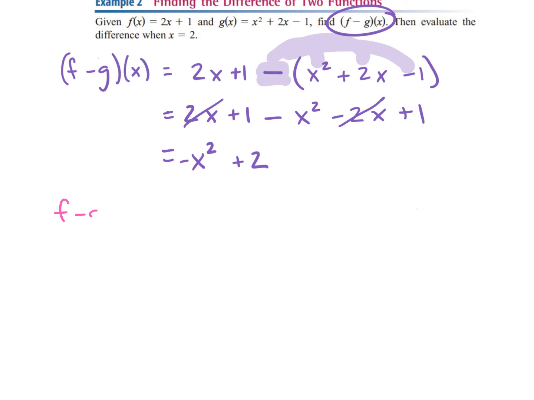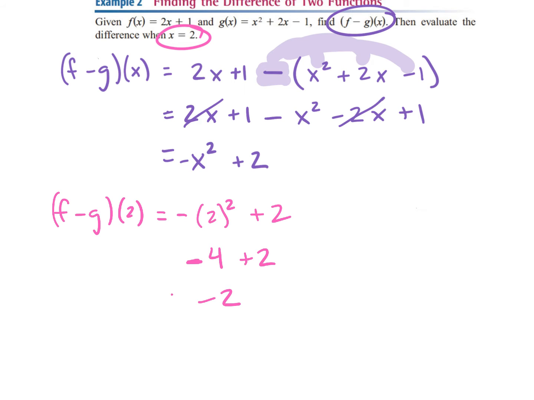Next, I want to find f minus g of 2. It tells me I'm going to plug in 2 for x. So I have negative 2 squared plus 2. So 2 squared would be 4, that negative stays on the outside, plus 2. So negative 4 plus 2 would be negative 2. So my f minus g of 2 is negative 2. All I did was plug in 2 into my x's.